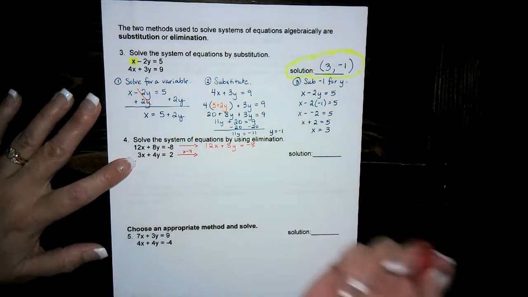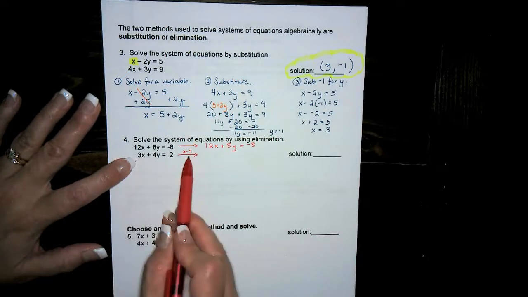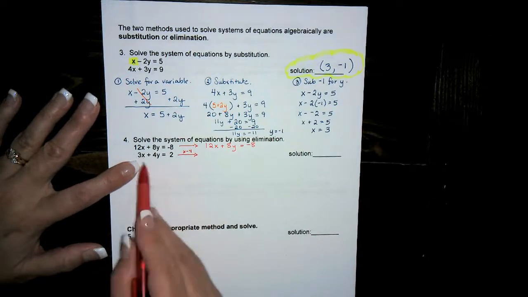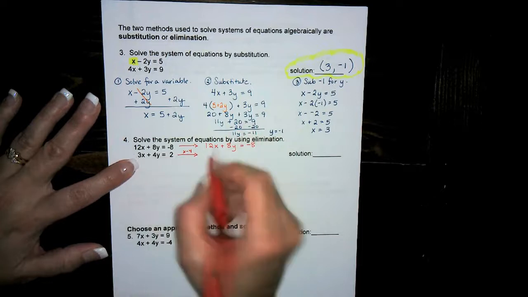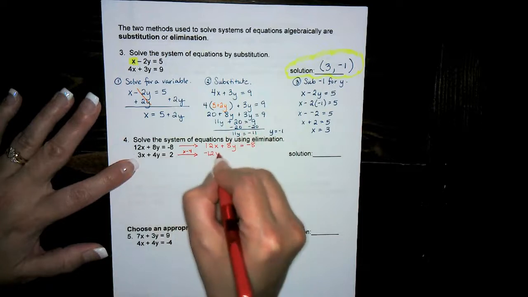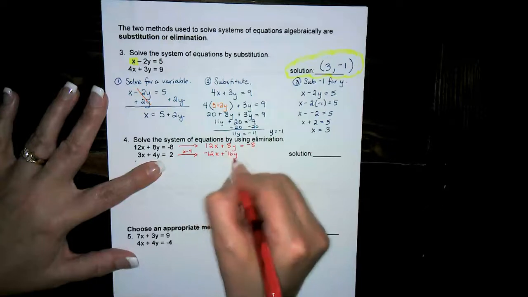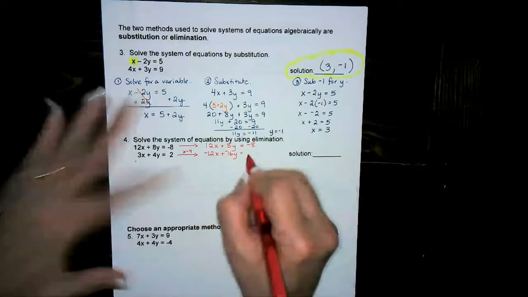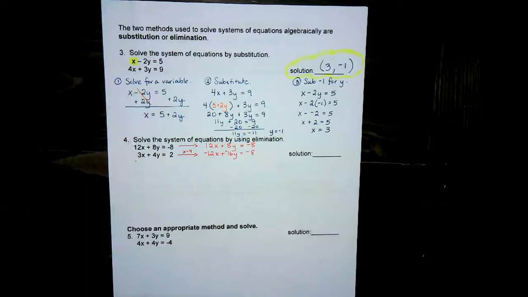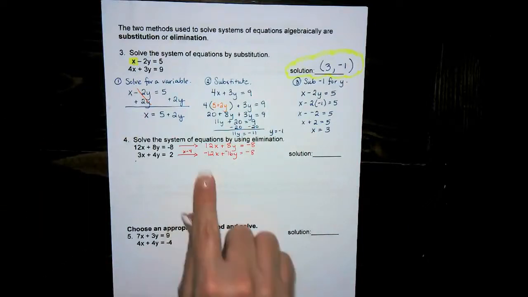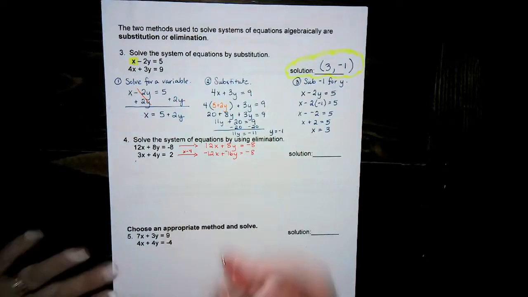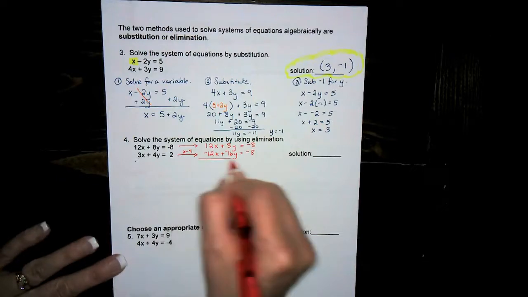I'm just rewriting it. Now in this equation, I'm going to multiply every single term by negative 4. So 3x times negative 4, negative 12x. 4y times negative 4, negative 16y. 2 times negative 4, negative 8. Now that I have set it up, we add the equations together.